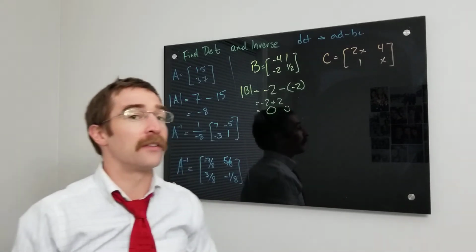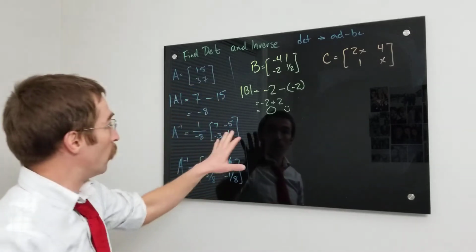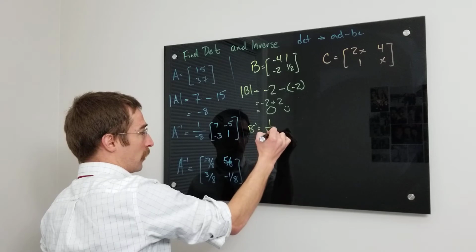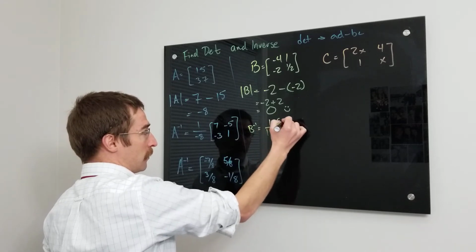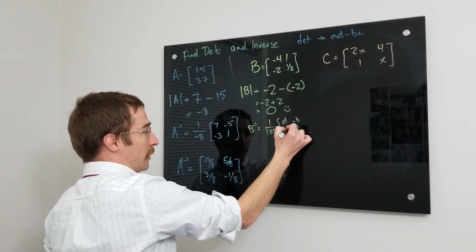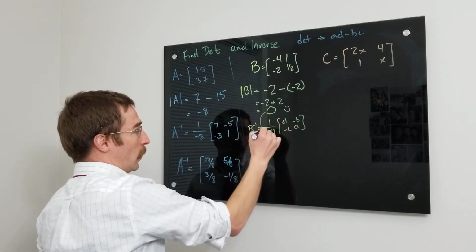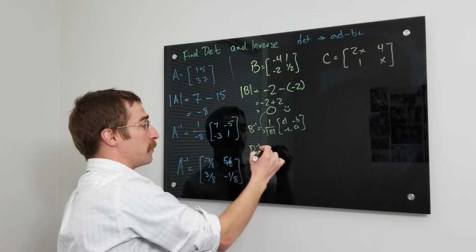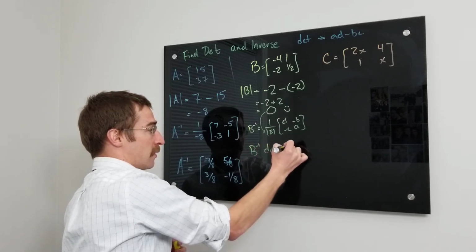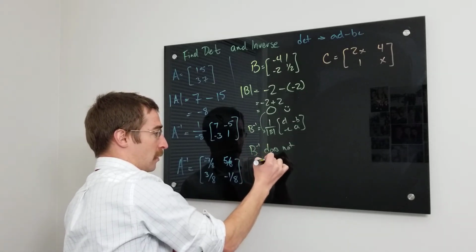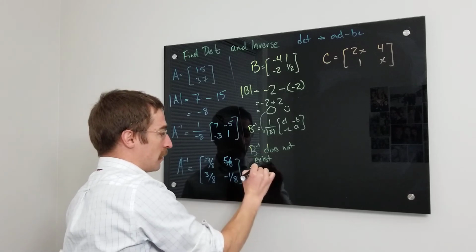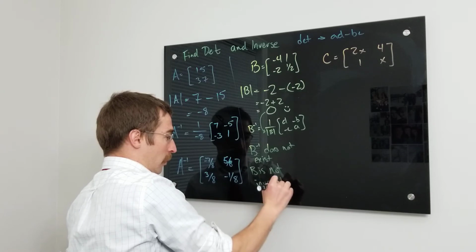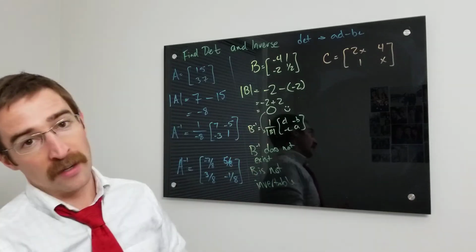Now, if we were going to find the inverse, we'd go 1 over the determinant. So, B inverse equals 1 over the determinant of B, and then D, A, negative B, negative C. But here, the determinant is 0. So here we say that the inverse of B does not exist, and that B is not invertible. We cannot take the inverse of B.